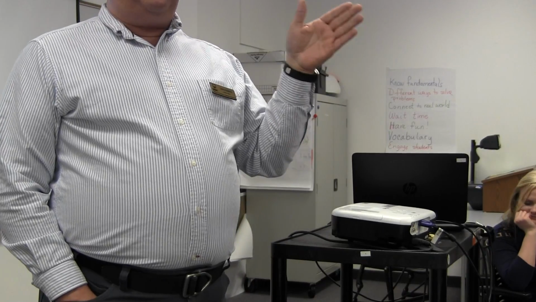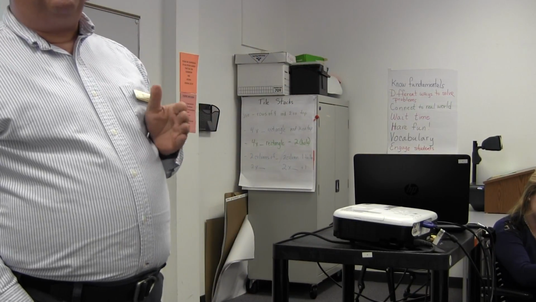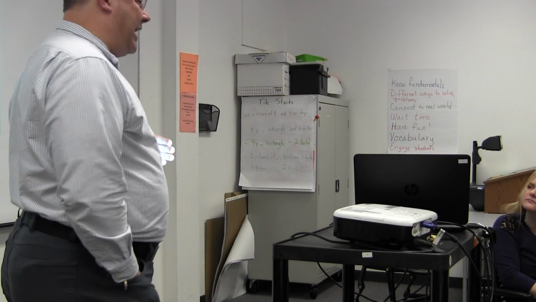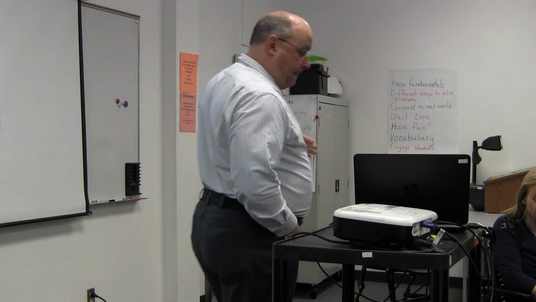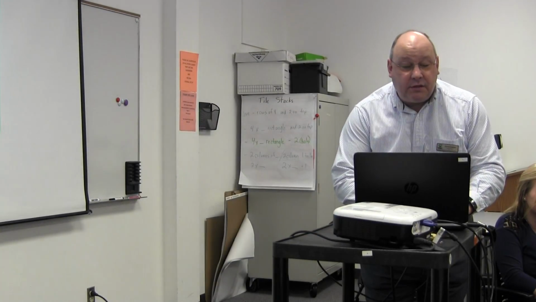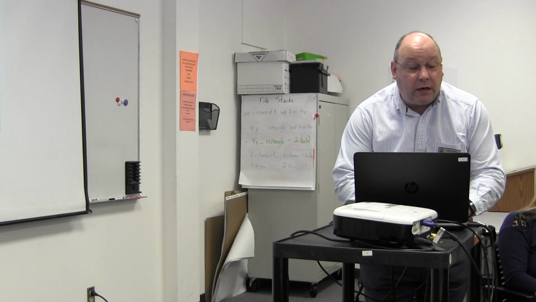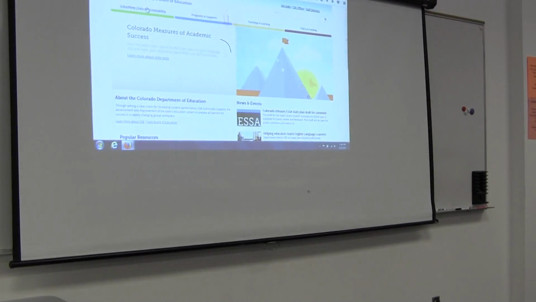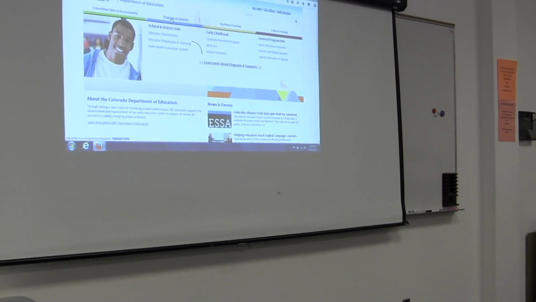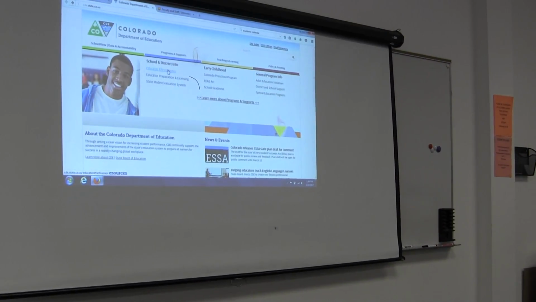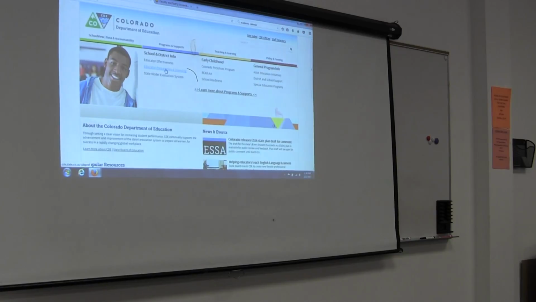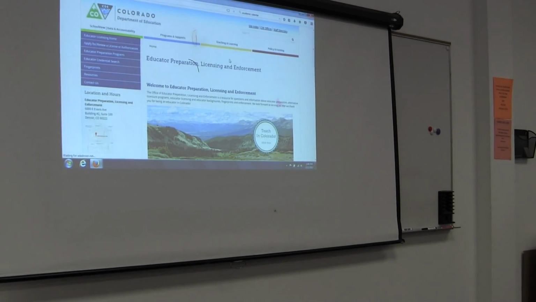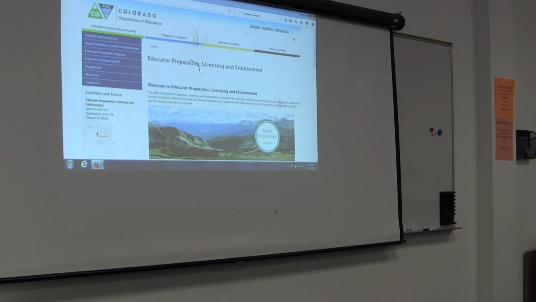Is to sign off on a form called your Approved Program Verification Form. You will need this. I'm going to back up a little bit here. When you go on the CDE website into Programs and Supports, Educator Preparation and Licensing, you're going to get to this site.